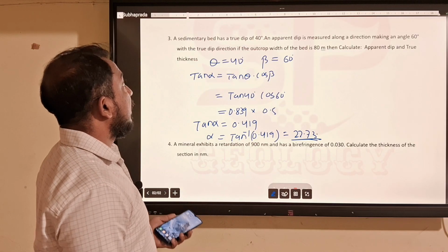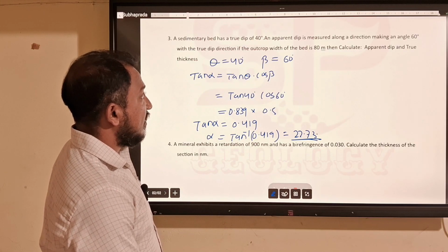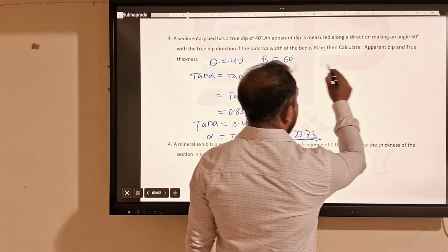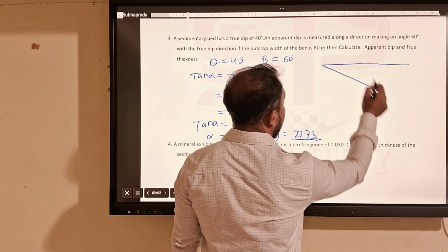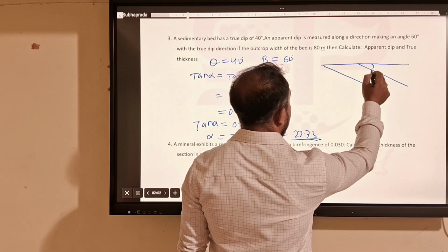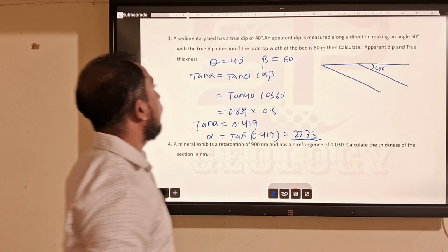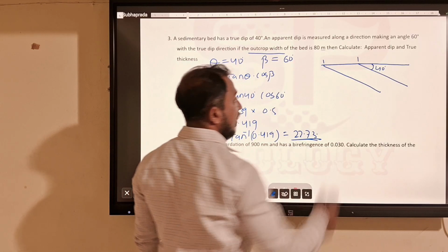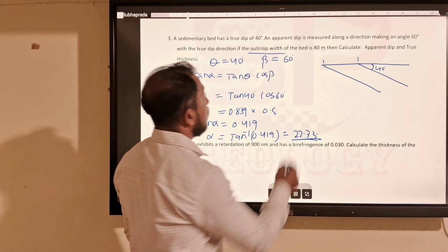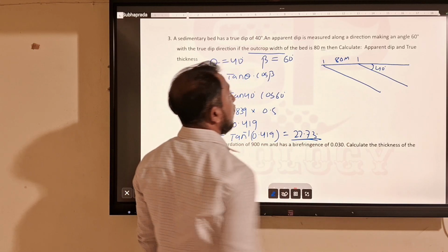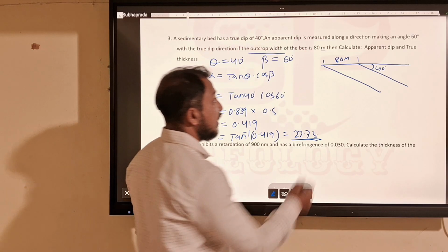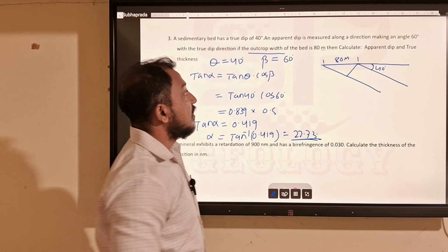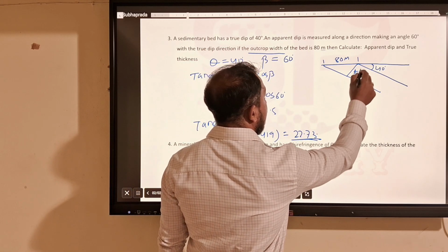Then if the outcrop width of the bed is given as 80 meters, calculate the true thickness. So now suppose this is our bed which has a dip of 40 degrees. The outcrop width means how much thickness it is making while exposed to the surface. That is given as 80 meters. Then we have to calculate the true thickness. True thickness is the vertical distance between two layers of the bed. So this will be the true thickness, write down T.